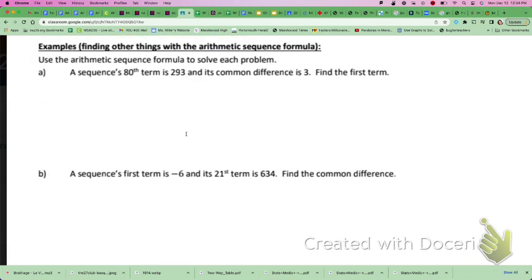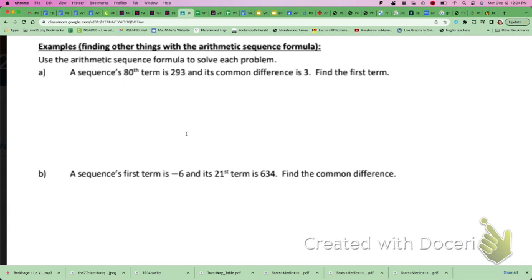Okay, so now we're going to kind of reverse it a little bit. A sequence's 80th term is 293. Its common difference was 3. Find the first term. So if I'm adding 3 each time, I could technically subtract 3, subtract 3, subtract 3, 80 times. But that would be a lot of work, right?